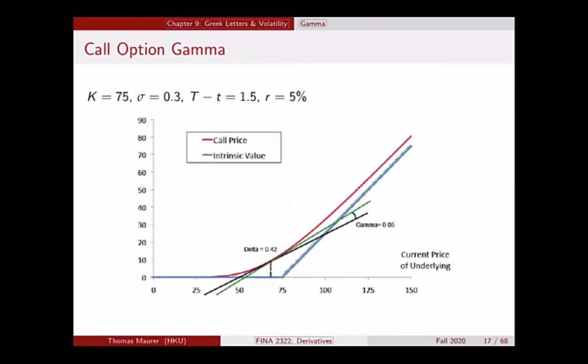Now, what happens if the price of the underlying drops quite a bit? Let's say it drops here to $50. Then the price of the call option is still somewhat positive, so $2 to $3, and the price of the replicating portfolio is basically around zero. So what does this mean? Well, owning the call option and being short that replicating portfolio gives me again a gain. So I make money again.